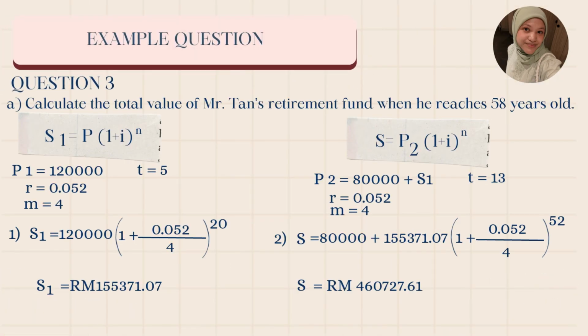Using the formula given, S equals 120,000 bracket 1 plus 0.052 over 4 bracket to the power of 20. S equals 155,371 and 7 cents. Next, he adds 80,000 ringgit to the account. S equals 80,000 plus 155,371 ringgit and 7 cents, bracket 1 plus 0.052 over 4 bracket to the power of 52. S now equals 460,727 ringgit and 61 cents.